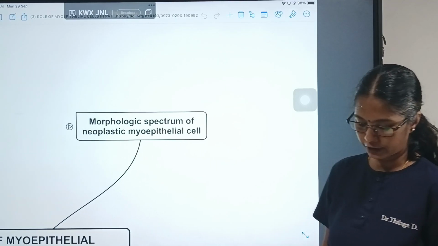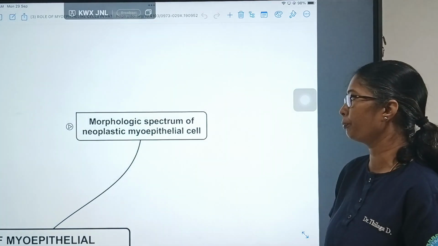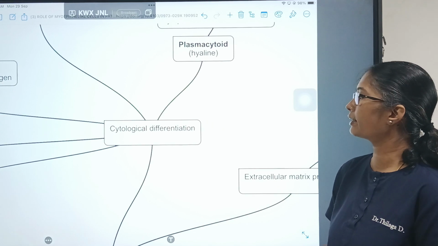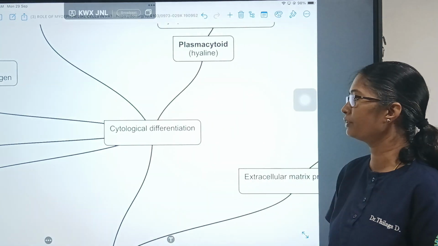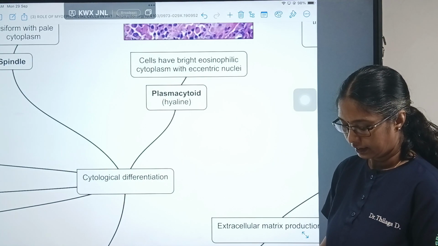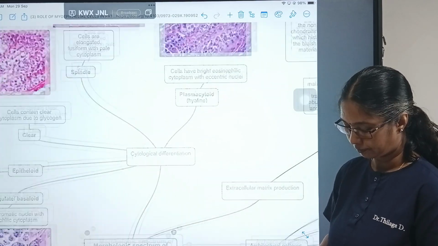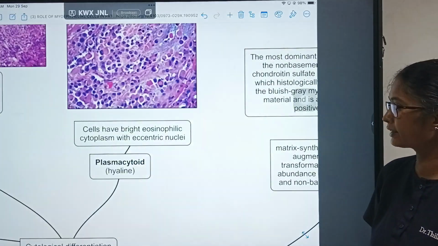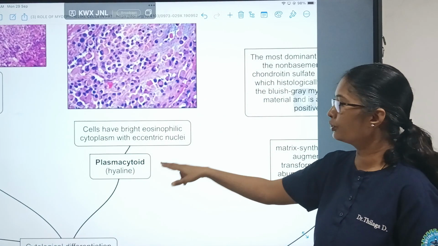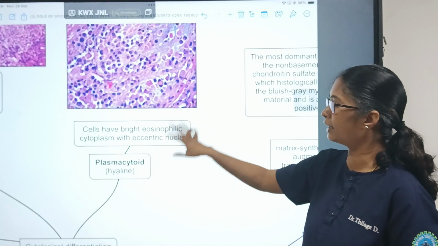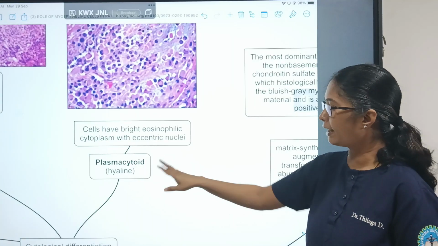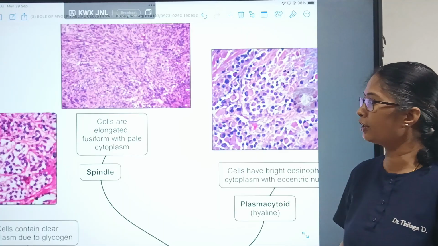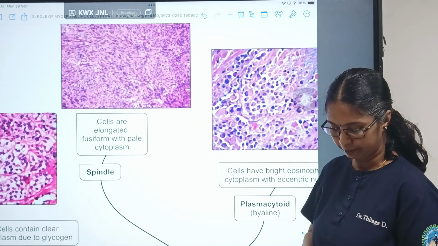So there is a morphological spectrum of neoplastic myoepithelial cells. There are classifications on the basis of cytological differentiation. We have the plasmacytoid variation, where the cells have bright eosinophilic cytoplasm with eccentric nuclei. Since plasma cells also have the same, they are called plasmacytoid, and they have hyaline deposition. The other one is the spindle variant, where the cells are elongated, fusiform with pale cytoplasm.